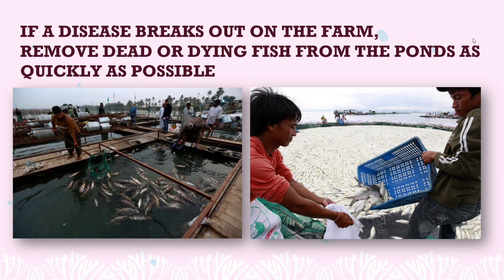Next is, if a disease breaks out on the farm, remove dead or dying fish from the pond as quickly as possible. It is important to remove dead fish because if you neglect the affected dead fish, their bodies will decay within 2 to 4 weeks depending on the temperature.